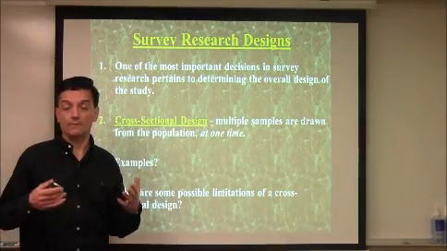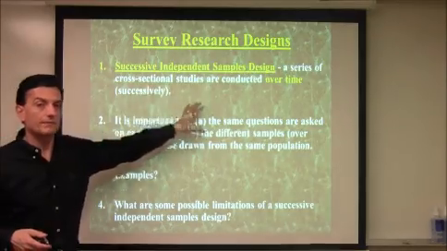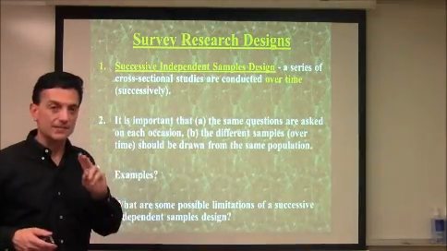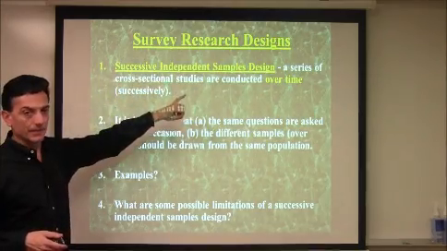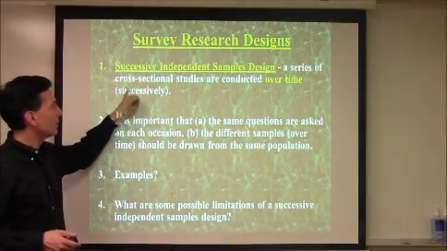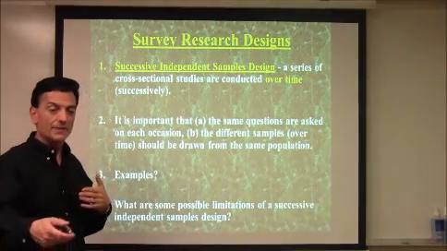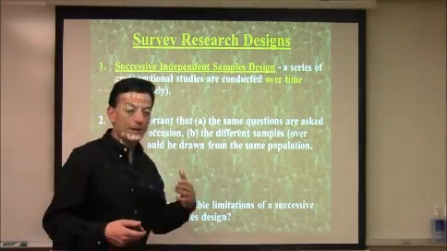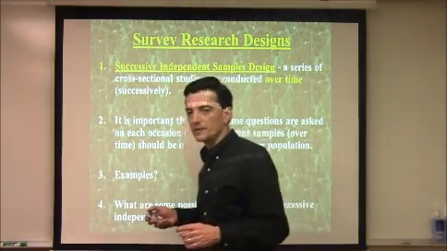It's just not part of what the design can do. So this might bring us then to another one of our 3 designs that we'll be talking about today. This is design number 2, and it is the successive independent samples design, which is a series of cross-sectional studies conducted over time. They're conducted successively, or one after the next, hence the name that you see here, successive independent samples designs.